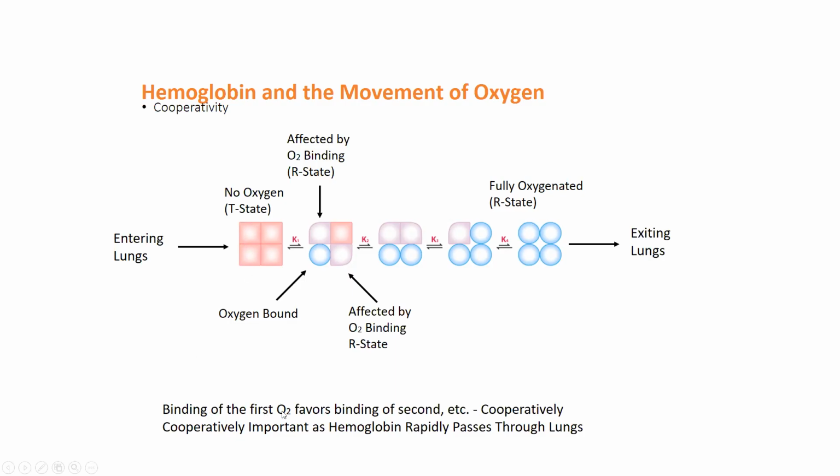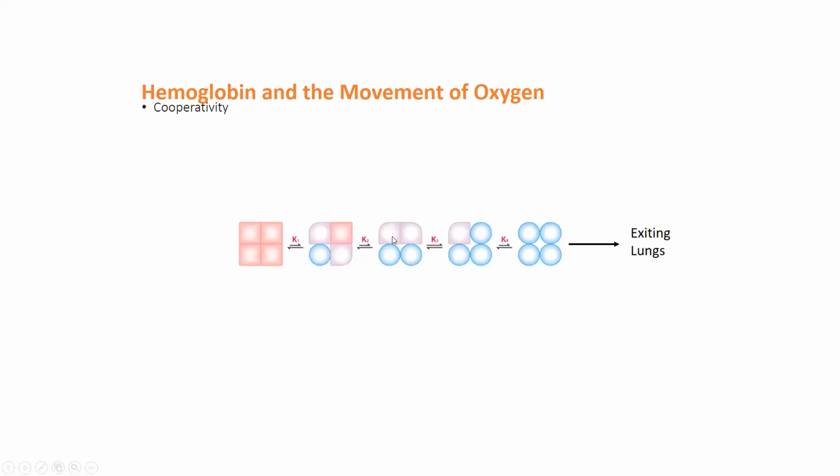So the binding of the first oxygen favors the binding of the second oxygen. That is known as cooperativity. Cooperativity is important as the hemoglobin rapidly passes through the lungs. So that's what we want in the lung. The lung is sending all the oxygen. So the hemoglobin is passing. So the lung says, here you go, that's one oxygen, that's two oxygen, that's three oxygen, that's four oxygen. So now as hemoglobin is rapidly passing through the lungs, it gets saturated.